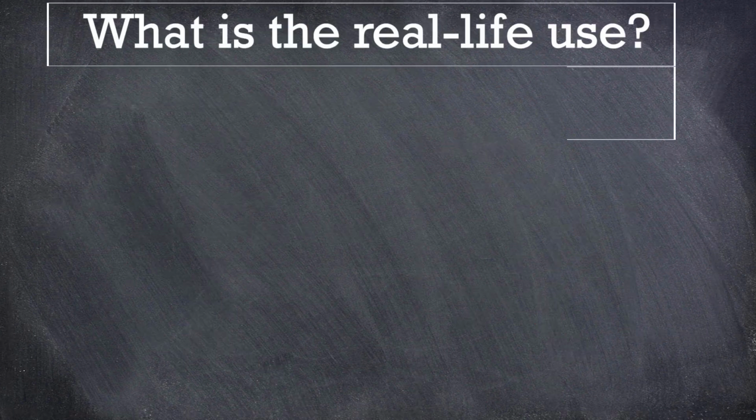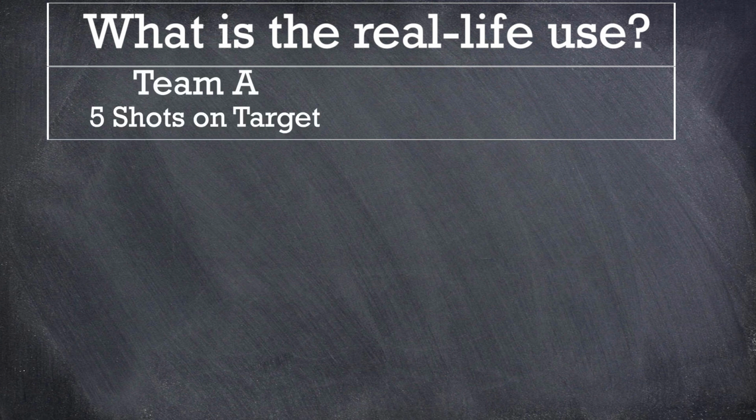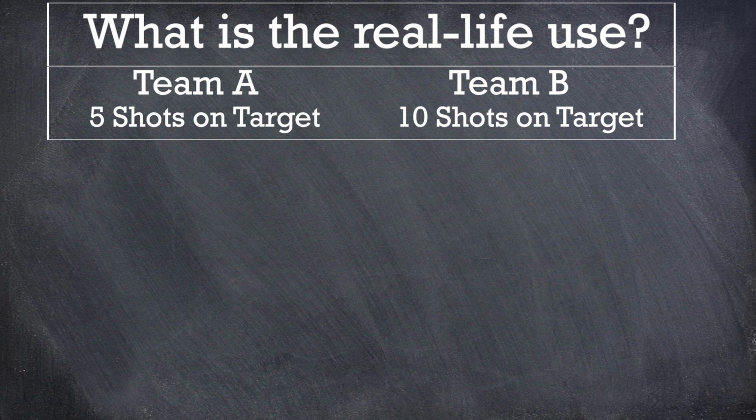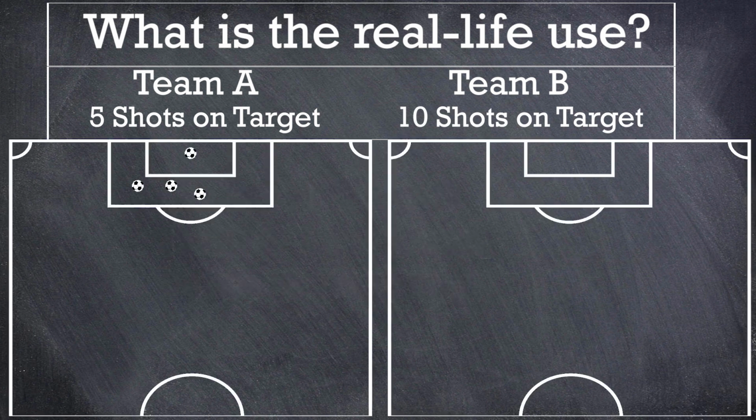So when we say chance quality, imagine 2 teams are playing each other and Team A finished with 5 shots on target and Team B finishes with 10 shots on target. On paper it looks like Team B did better. But then if you have a look at the shot map, Team B had all 10 shots from 30 yards, and Team A had all 5 of them from inside the box.